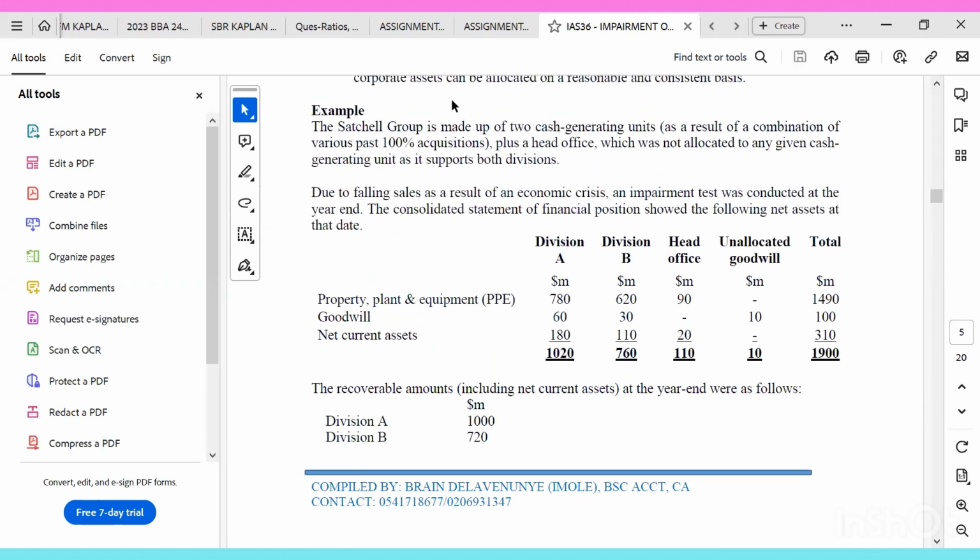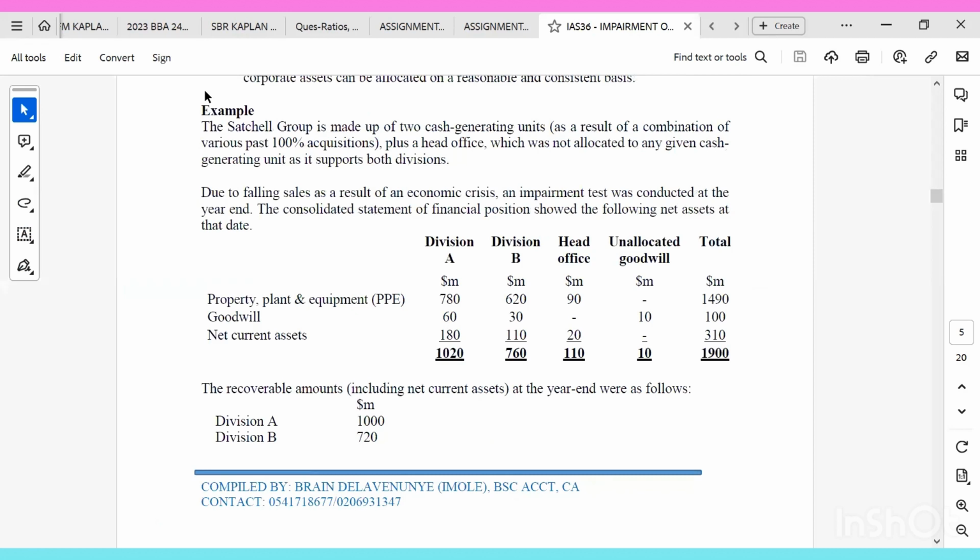Okay, so let's take this example. The structural group is made up of two cash generating units as a result of a combination of various past 100% acquisitions, plus a head office which is not allocated to any given cash generating unit, as it supports both divisions. Due to falling sales as a result of an economic crisis, an impairment test was conducted at the year-end. The consolidated statement of financial position showed the following net assets at that date. There's division A, B, head office, unallocated, total, goodwill, net current asset. The recoverable amounts at the year-end were as follows. Division A is 1,000, division B is 720.